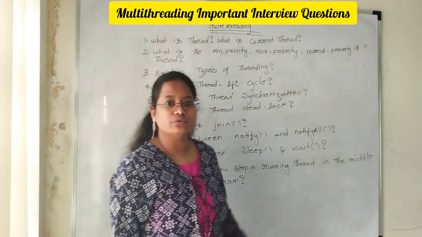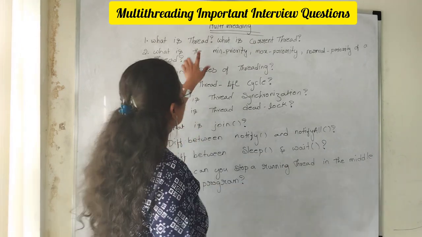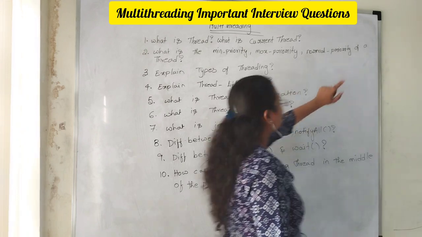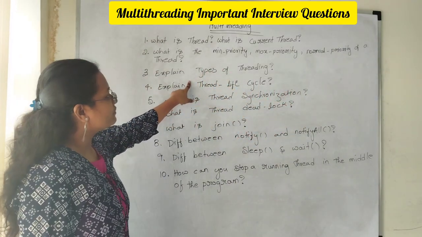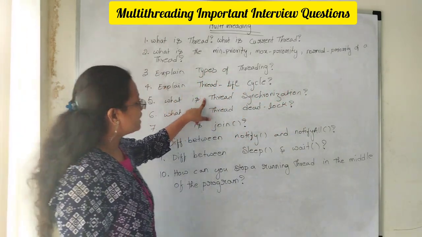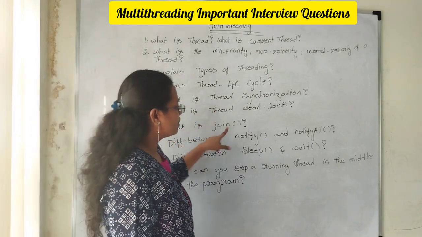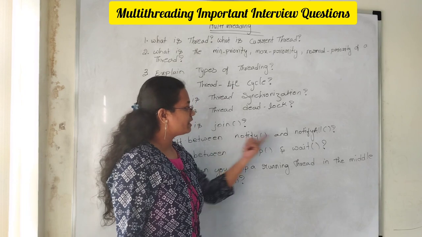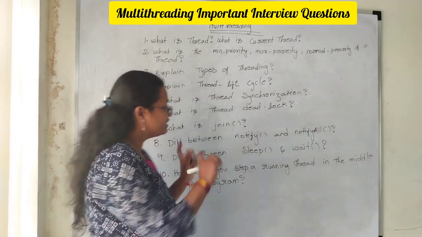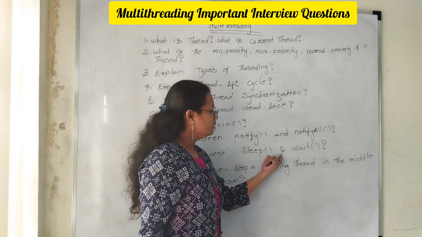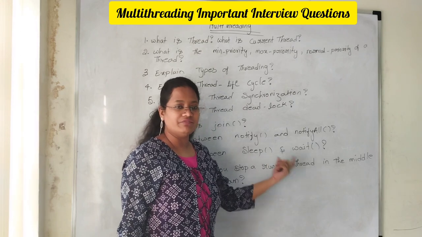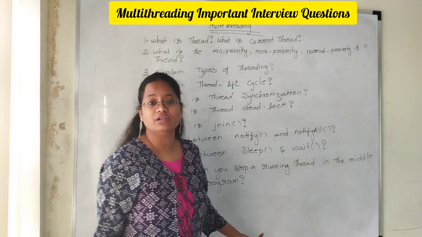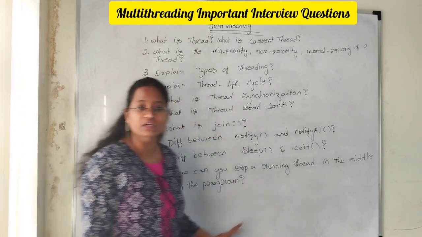As a fresher, you need to focus on all these questions. What is a thread? What is the minimum priority, maximum priority and normal priority of a thread? What are the different types of threads? What is thread life cycle? Thread synchronization. What is thread deadlock? What is join method? Next, what is notify method? What is notify all method? What is the difference between them? And you need to differentiate between sleep method and wait method. How can you stop a running thread in the middle of the program?